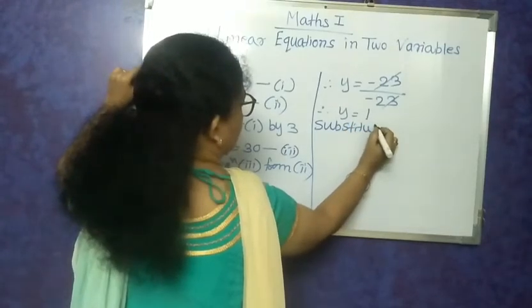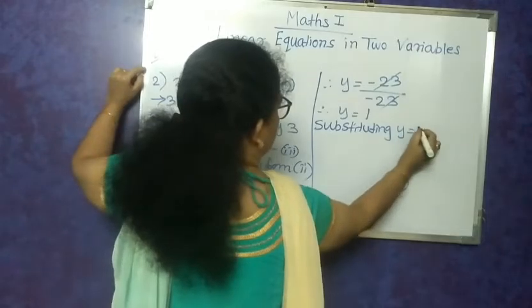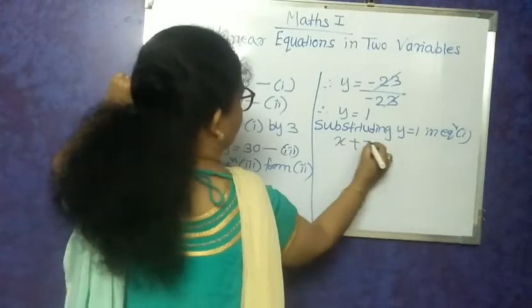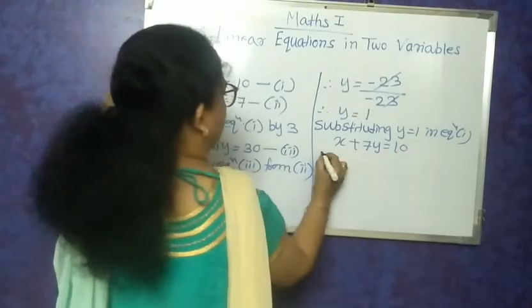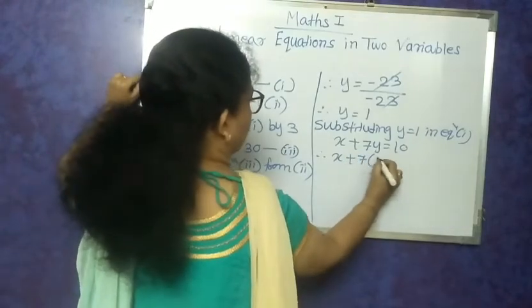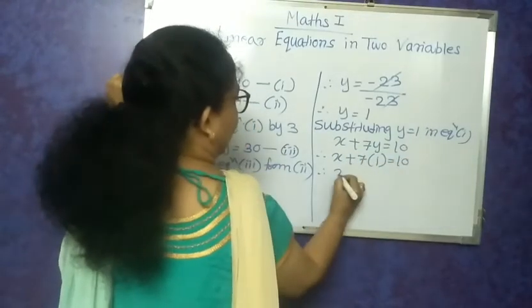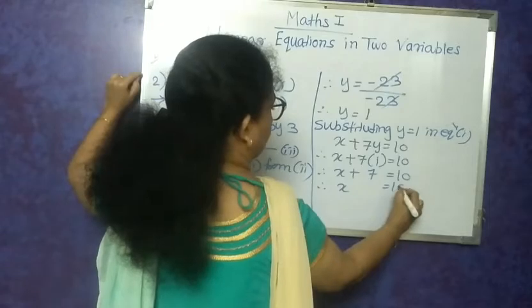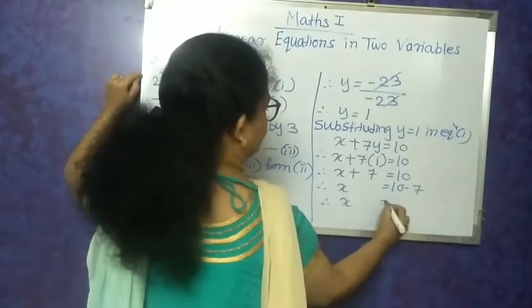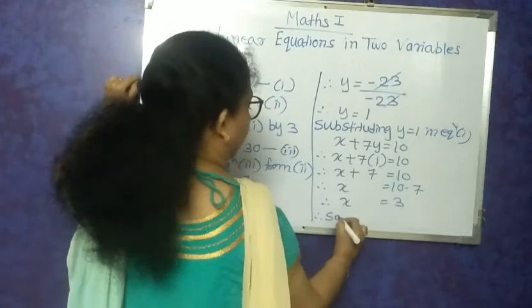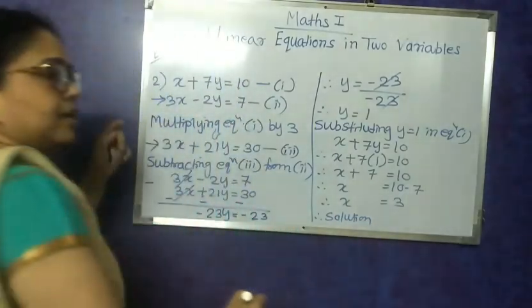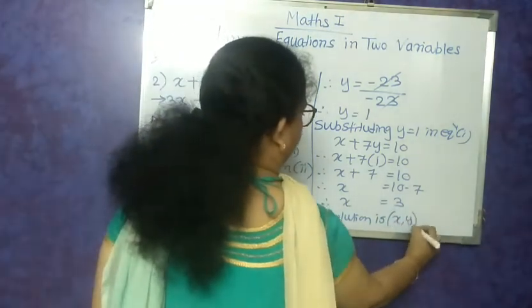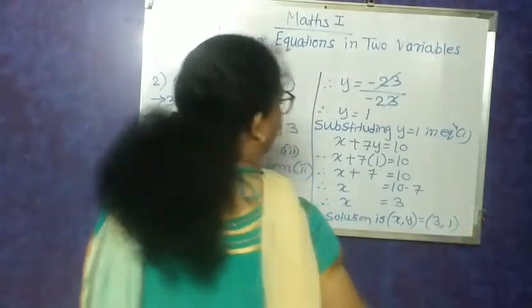Substituting y is equal to 1 in equation 1. So what will you get? First write the equation. Now where y is, substitute the 1. So x plus 7, 1 times 7. So x is equal to 10 minus 7. x is equal to 3. Final answer you compulsorily have to write for each question or each sum. Solution is x comma y is equal to 3 comma 1.